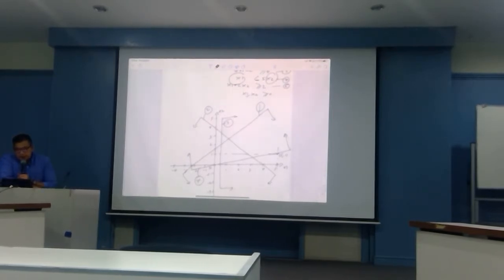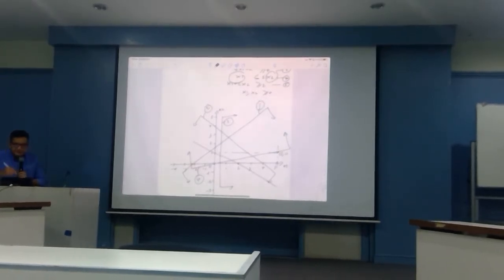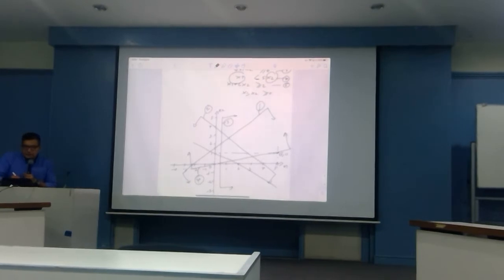The last constraint, x1 plus 2x2 greater than or equal to 2. We substitute x2 to be 0, x1 cuts at 2. Substitute x1 to be 0, x2 cuts at 1. So this is the graph of constraint number 5. And greater than or equal to 0, we shade above the line. This is constraint number 5.